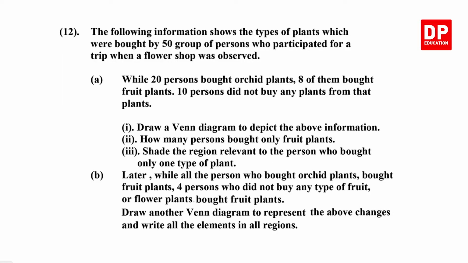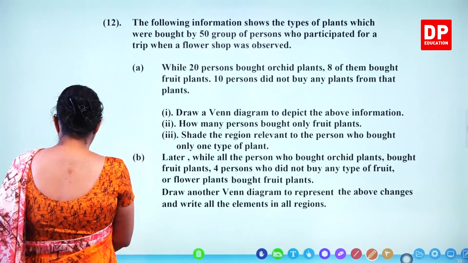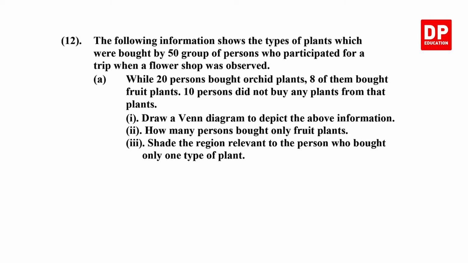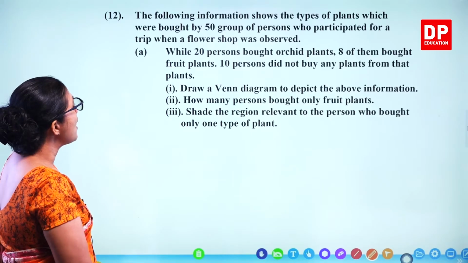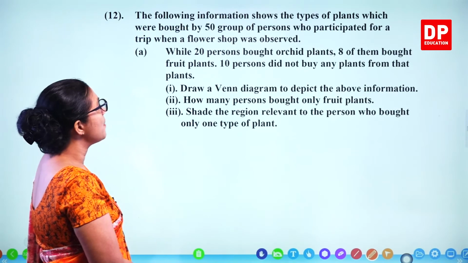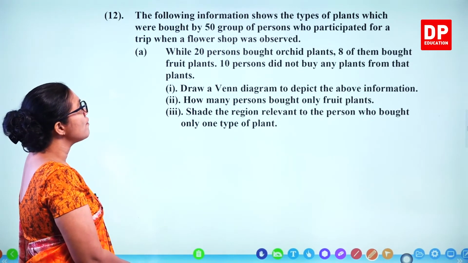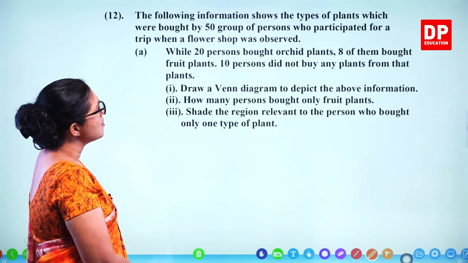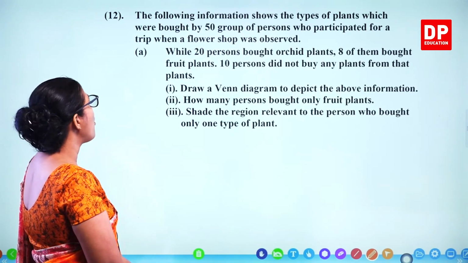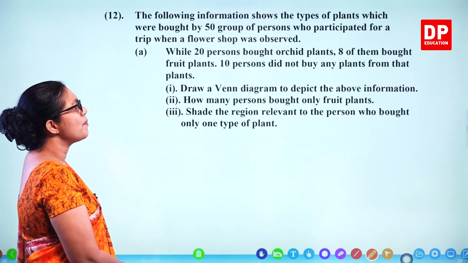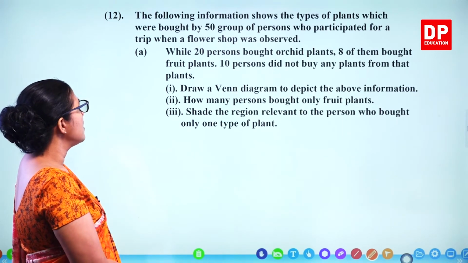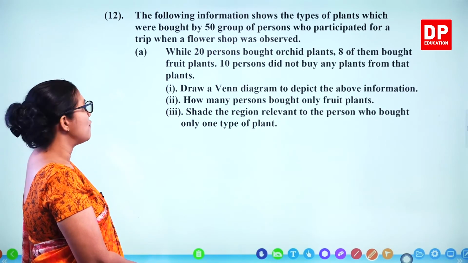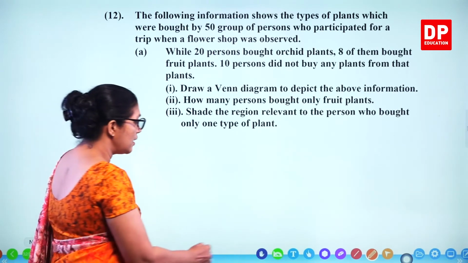Let's do question number 12. So question number 12 is about Venn diagrams. The following information shows the types of plants which were bought by 50 groups of persons who participated for a trip when a flower shop was observed. While 20 persons bought orchid plants, 8 of them bought fruit plants. 10 persons did not buy any plants from that plants. Draw a Venn diagram to depict the above information. So we'll do the diagram.